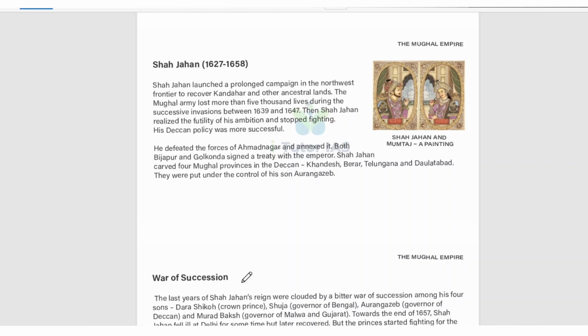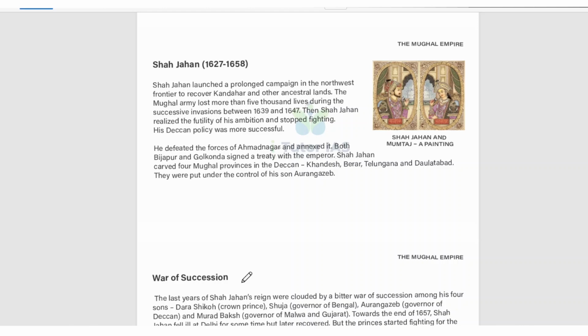Shah Jahan launched a prolonged campaign in the northwest frontier to recover Kandahar and other ancestral lands. The Mughal army lost more than 5,000 lives during the successive invasions between 1639 and 1647. Then Shah Jahan realized the futility of his ambition and stopped fighting. His Deccan policy was more successful, and he defeated the foes of Ahmednagar and annexed it.